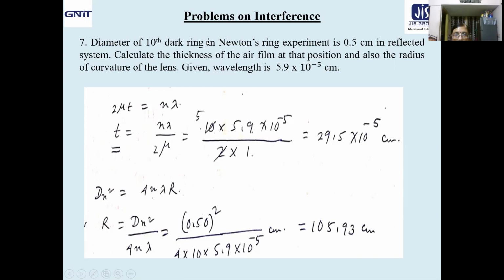Now, what about the second one? Radius of curvature of the lens you are asked to find out. Now, reflected system minimum, Dn square equal to 4n lambda R, as air film is considered, so mu equal to 1. You are asked to find out R equal to Dn square by 4n lambda. So Dn value is given 0.5 centimeter, 4n is 40 with n equal to 10, and lambda is given. So get the value of R, that is 105.93 centimeter.